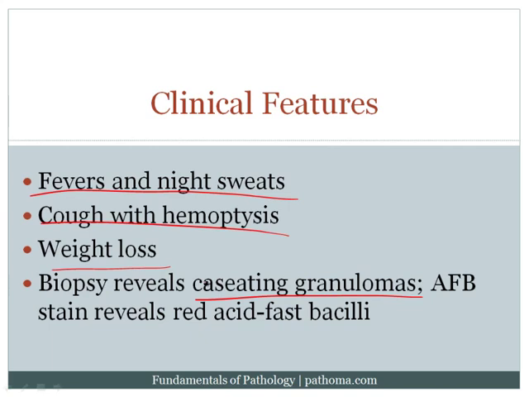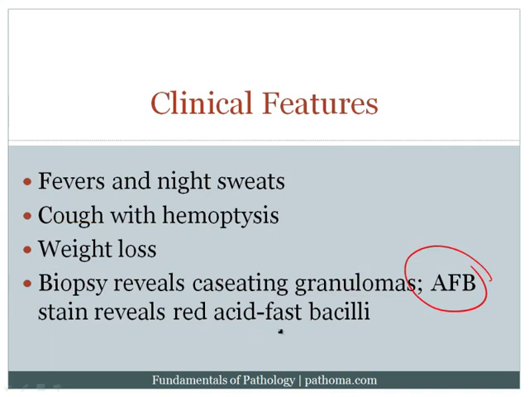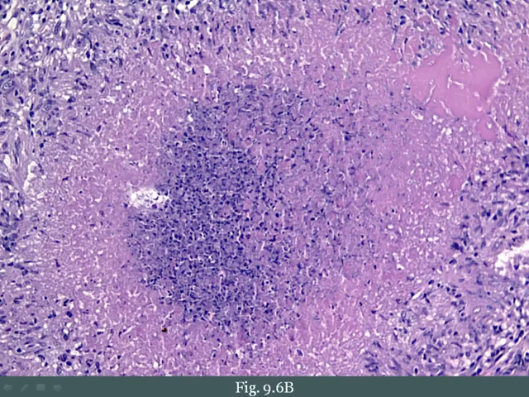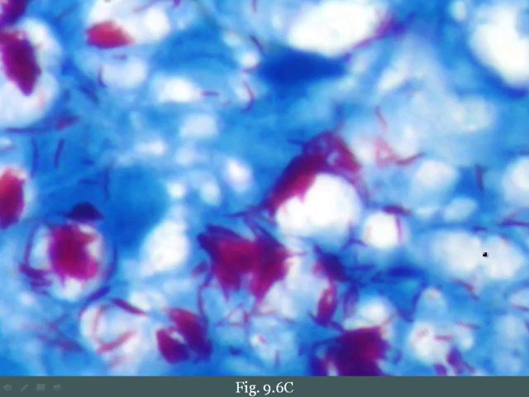Of course, the differential diagnosis of caseating granulomas includes fungus and TB. And so an AFB stain would be performed, and that would reveal the presence of red acid-fast bacilli. This is the classic picture of a caseating necrotic granuloma. You can see the necrosis within the center of this granuloma, along with the epithelioid histiocytes out here at the edge. Of course, you would perform an AFB stain to confirm which organism is involved, and in this particular case, you can clearly see these red, slender organisms, which represent Mycobacterium.